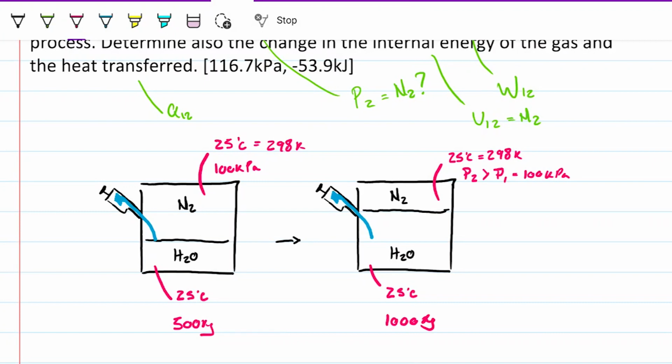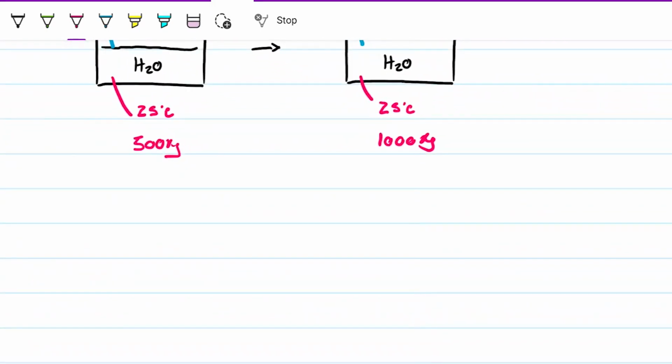And now we've added another 500, so we end up with 1,000. Cool. So what do we need to do here? We need to find the pressure 2. So this is straightforward, right? Pressure 2 is straightforward because we know this is an ideal gas. So therefore, PV equals mRT.